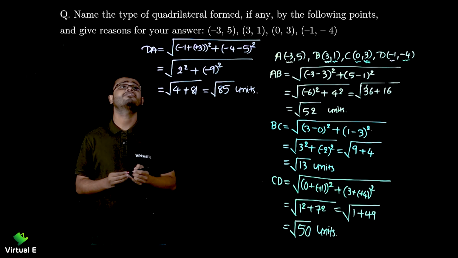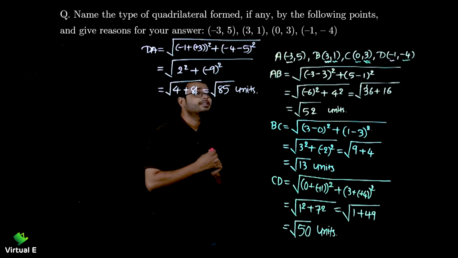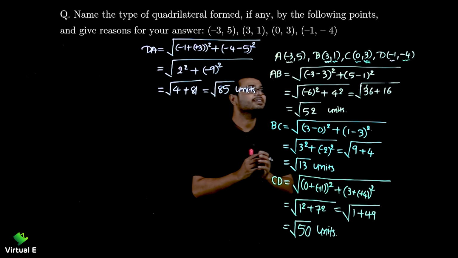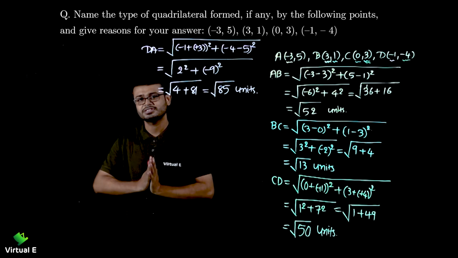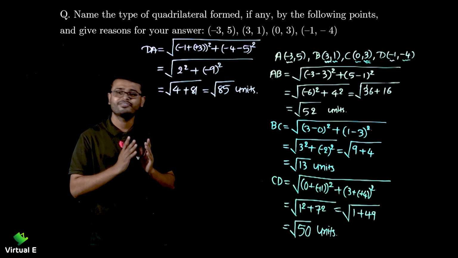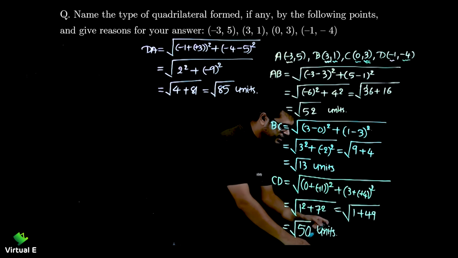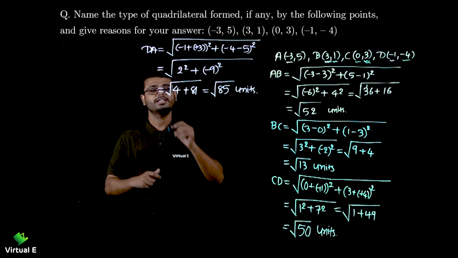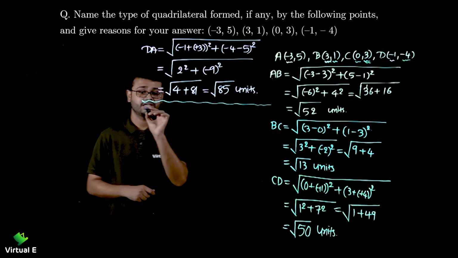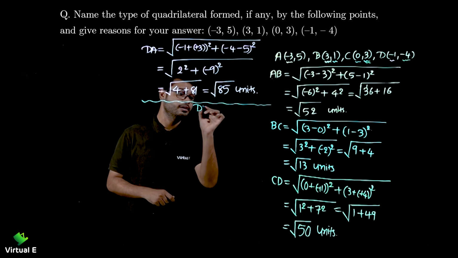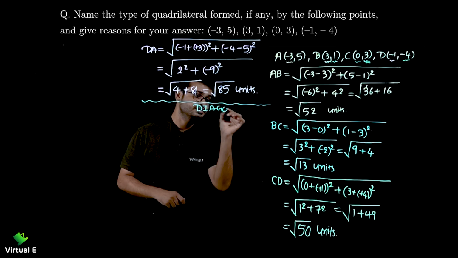Okay, all my four sides are done. And there is no sign that this is any of the four quadrilaterals that we have discussed. Let's still go on and find the diagonals. I'll tell you the reason why. Let's still find the diagonals. So I am going to find the diagonals. Let me write here diagonals.